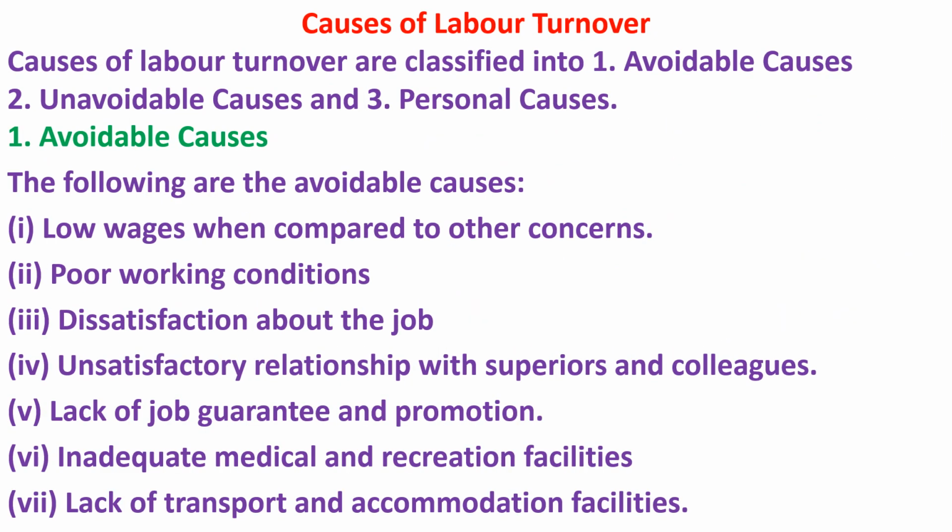Causes of labor turnover. Causes of labor turnover are classified into 1. Avoidable causes, 2. Unavoidable causes, and 3. Personal causes. 1. Avoidable causes. The following are the avoidable causes. 1. Low wages when compared to other concerns. 2. Poor working conditions. 3. Dissatisfaction about the job. 4. Unsatisfactory relationship with superiors and colleagues. 5. Lack of job guarantee and promotion. 6. Inadequate medical and recreation facilities.